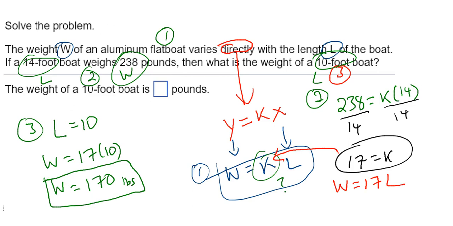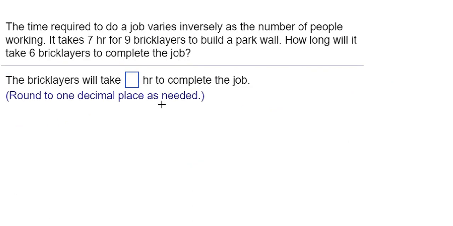Let's take a look at another example. The time required to do a job varies inversely as the number of people working. It takes 7 hours for 9 bricklayers to build a park wall. How long will it take 6 bricklayers to complete the job? So again, this goes to all 3 levels. If it asks you a question like, in this case, how long does it take for 6 bricklayers, it's asking a question for us to answer. That's level 3, which means we have to be able to do level 1 and level 2 here as well.